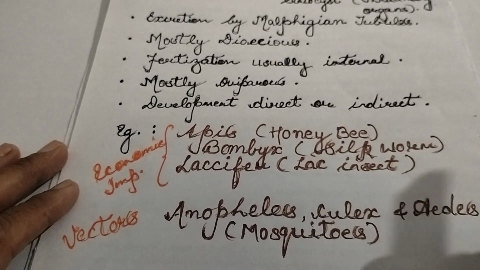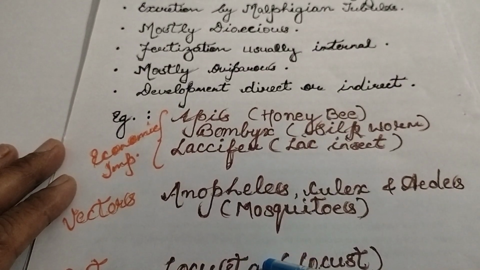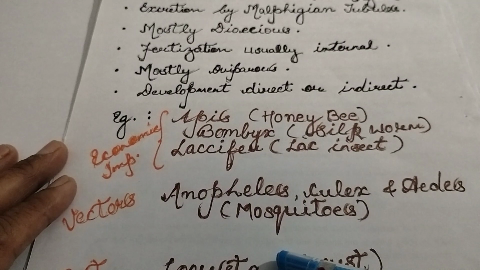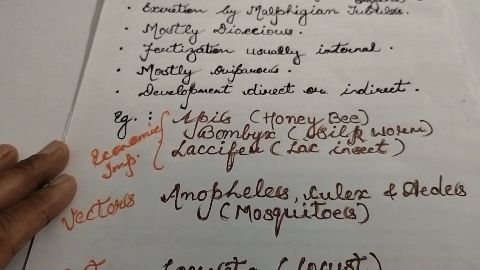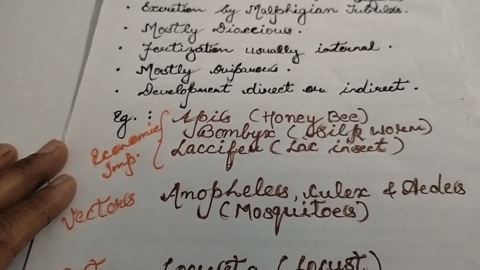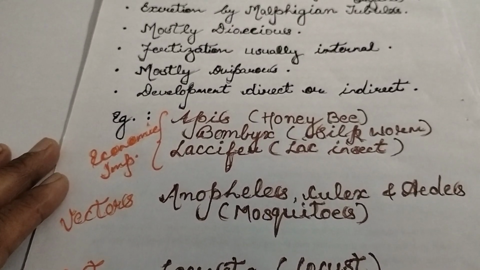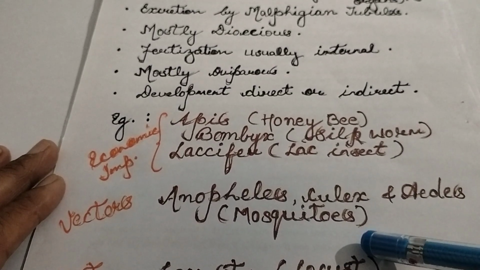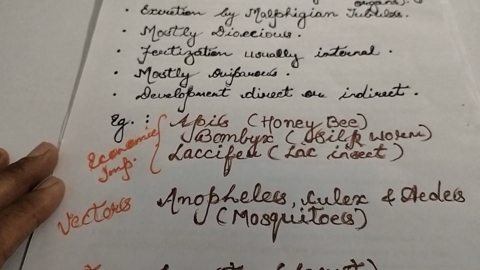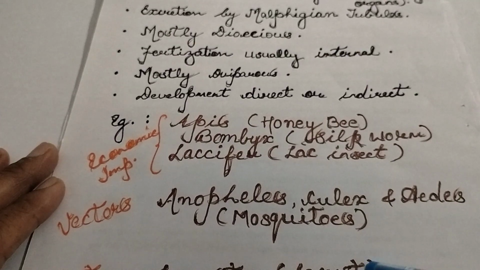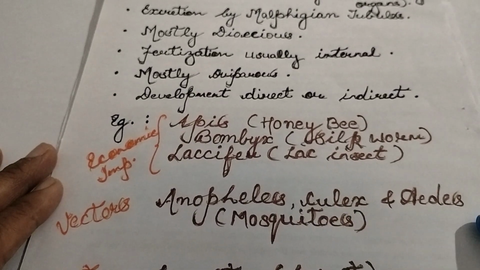Now some arthropods act as vectors. Vectors means those organisms which carry disease and spread it from one organism to another. So there are many such insects, many such arthropods. Some examples you have to learn. For example, the common one is mosquito. You all know mosquito spreads many diseases, and there is a diversity of mosquitoes also. Some of the examples are Anopheles, Culex and Aedes mosquitoes.